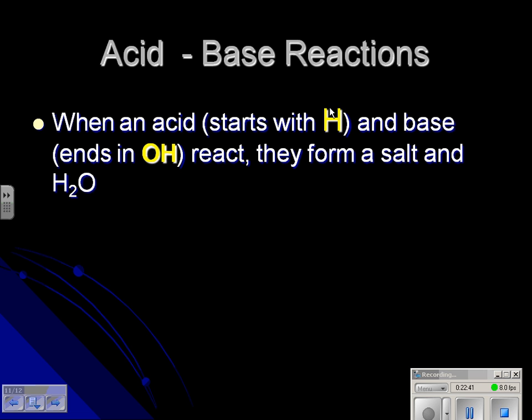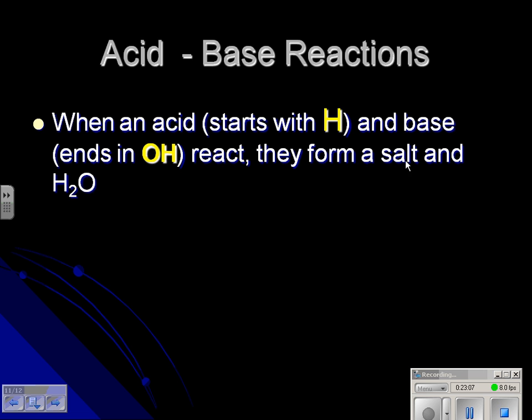There are, of course, exceptions, like water, H2O, which starts with H, and hydrogen peroxide, H2O2. But if you see in your formulas anything that starts with an H, it's going to be an acid. And then the base will be the second reactant, and it will end in an OH. Bases typically end in hydroxide. So if you have a compound that starts with an H, and then another compound that ends in OH, then that is an acid-base reaction.